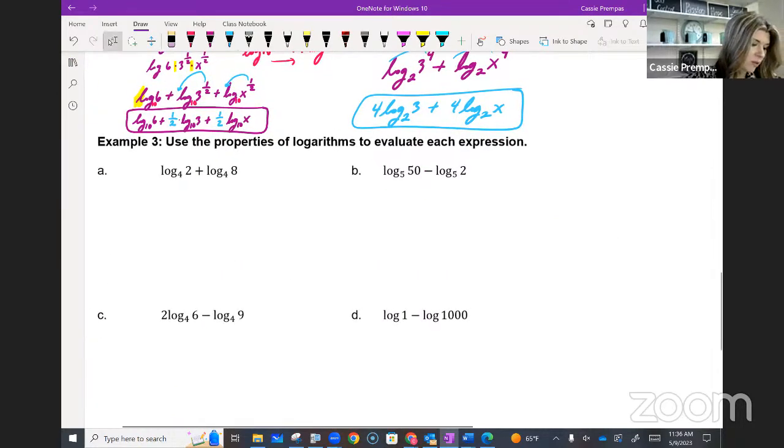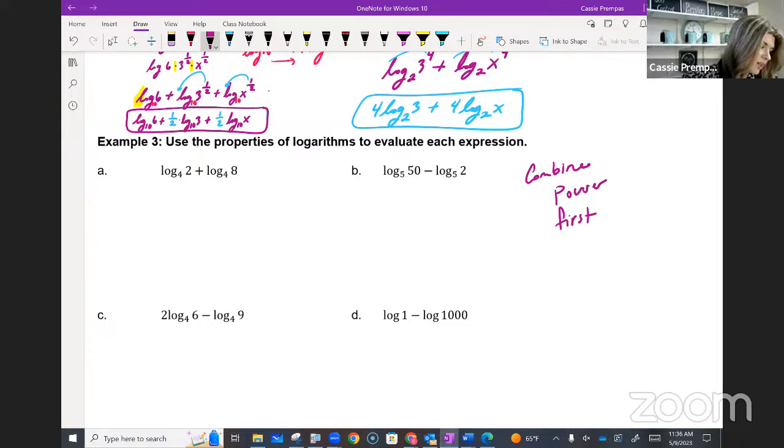First thing I would ask you for example 3, are you combining the logs into one or are you expanding? It says use the properties of logarithms to evaluate each expression. Yeah, we're going to combine them because they're already separated out. When should we use the power property? Yep, if there's one out front we want to make sure that we use it first. If you're expanding, you use it last. That's why this one at the end, I brought the 1/2 out.